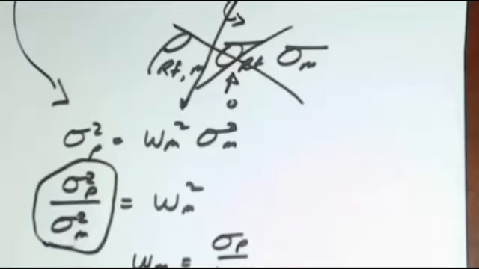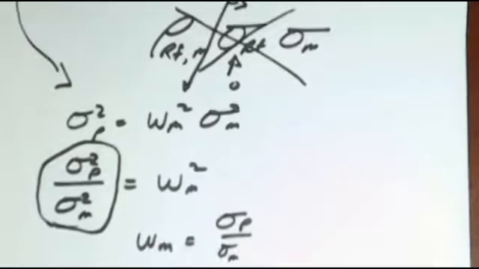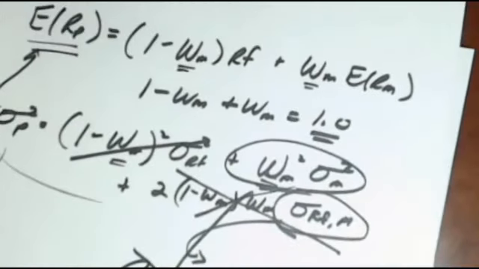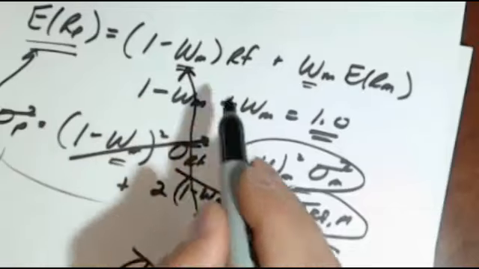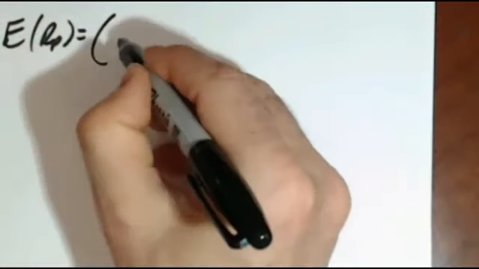Now take the square root of both sides and we get the weight of the market, how much money you should invest, the proportion, which has got to be between 0 and 1, is going to be the relative relationship between the portfolio's risk and the market's risk. Okay? So now I'm going to substitute this term all the way up into here and into here. And when I do that, I get this.